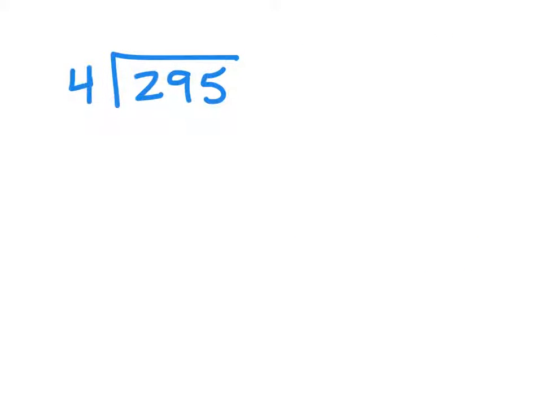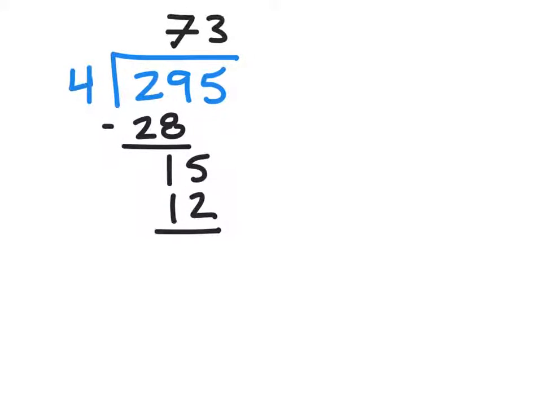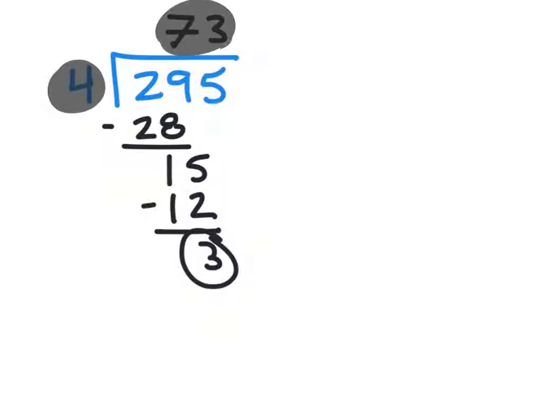So let's try this one. 4 goes into 29. Let's see, 7 times? Yeah, 7, because that gives you 28. And then if you subtract that, you get 1, bring down the 5 to make 15. 4 goes into 15 3 times, gives you 12, a remainder 3. So in other words, what we just learned is that 4 and 73 are not factors. They are not factors because they do not divide into it cleanly.